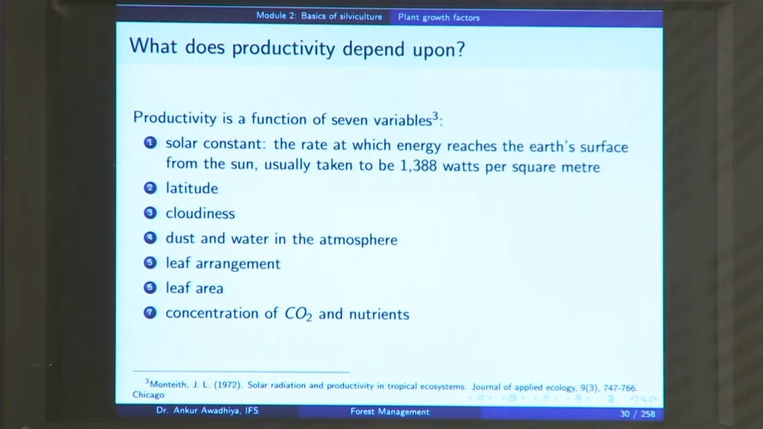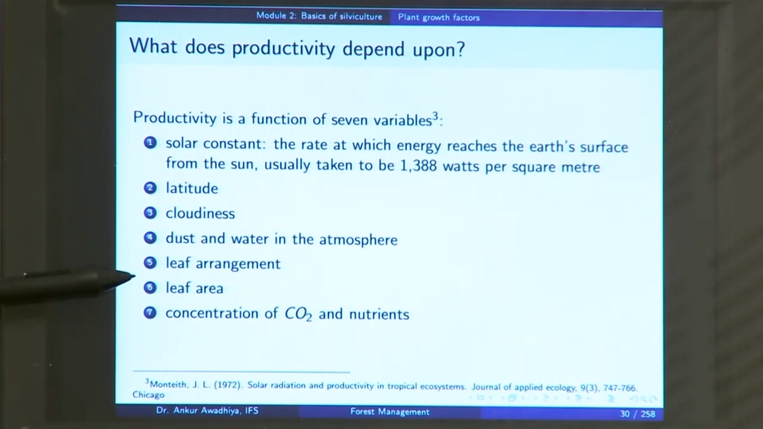Then it also depends on the leaf arrangement of the plants. Typically we find that plants arrange their leaves in such a manner that they are able to absorb the maximum amount of sunlight, but with different species there can be different leaf arrangements, and one leaf arrangement could be more efficient for a plant than some other leaf arrangement.